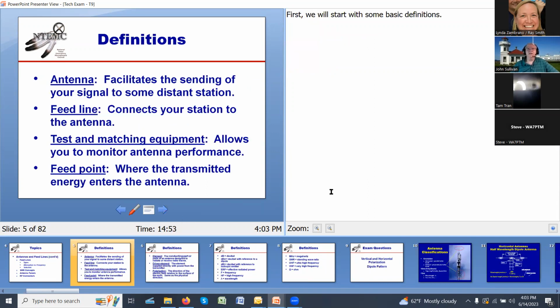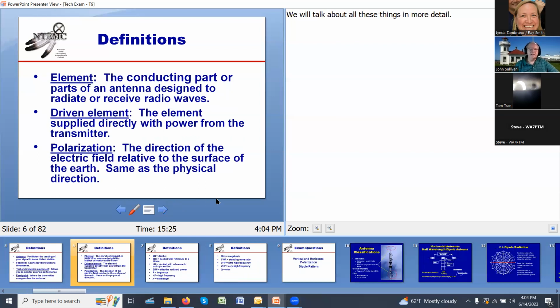Some quick definitions here. An antenna is an object that facilitates the sending of the signal to some other station. The feed line is what connects your station, your radio, to the antenna. Test and matching equipment are pieces of equipment that allow you to monitor the performance of your antenna. The feed point is where the transmitted energy enters the antenna. The element of an antenna is a conducting part of an antenna, but it could be more than one part or parts of an antenna, and it's what's designed to radiate or receive the radio waves.